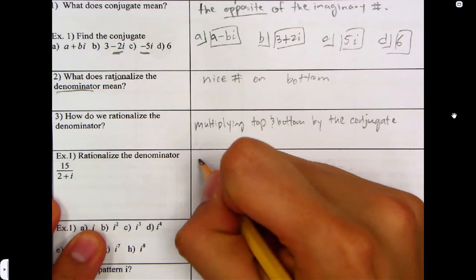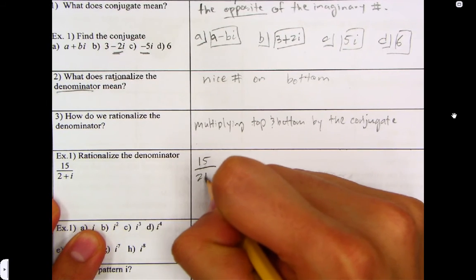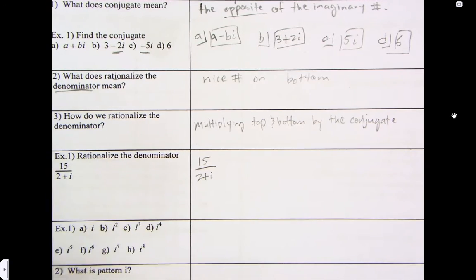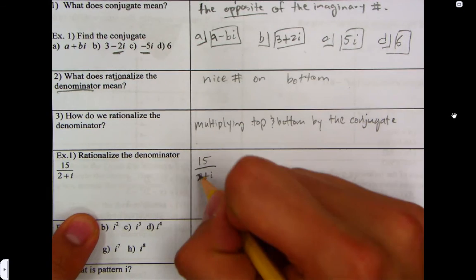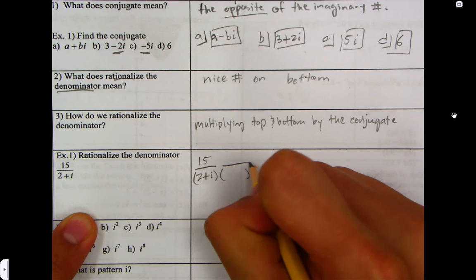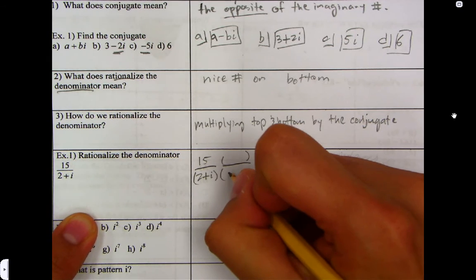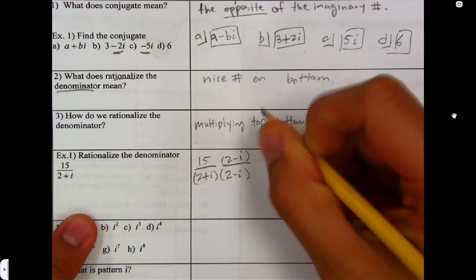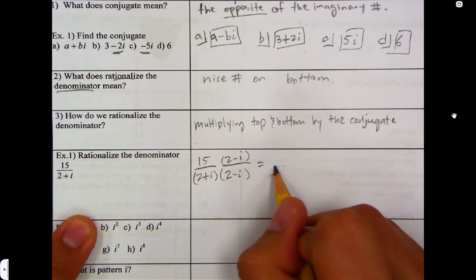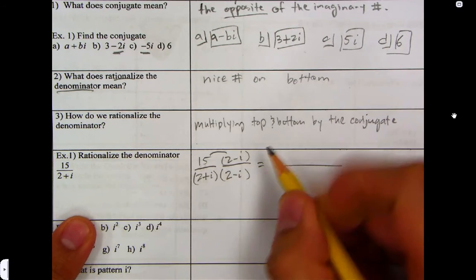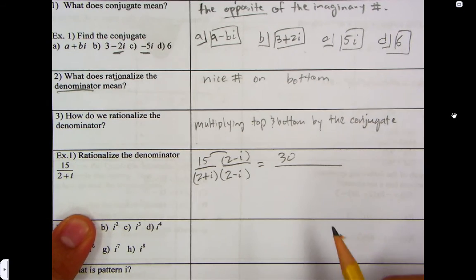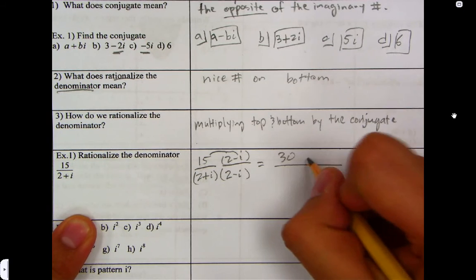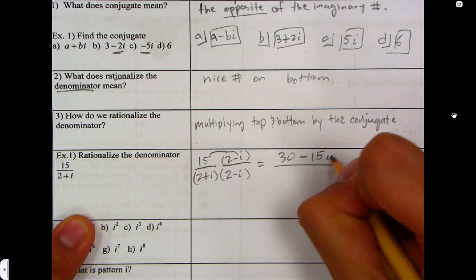Example 1, 15 over 2 plus i. All I want to do is make the bottom a nice number. It's not a nice number right now because of the i. So I'm going to multiply by the conjugate on top and bottom. The conjugate of 2 plus i is 2 minus i. So just multiply top, 15 times 2, 30. 15 times negative i is negative 15i.